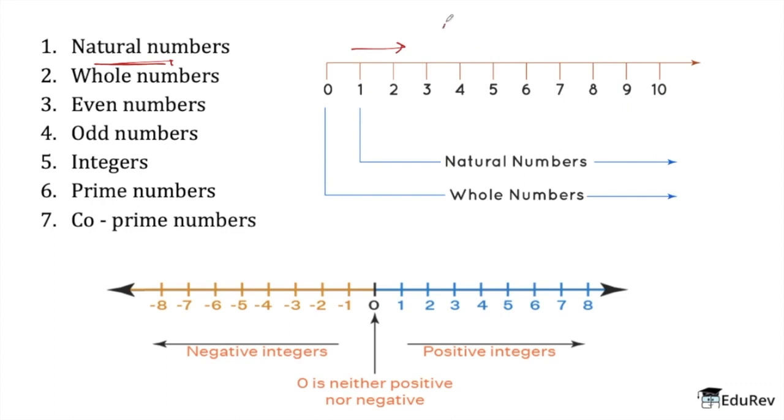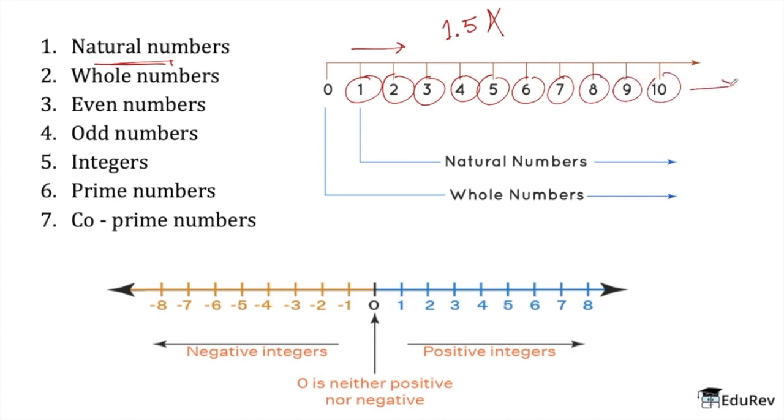Which is to say that natural numbers cannot be 1.5. This cannot be a natural number. Natural numbers are 1, 2, 3, 4, 5, 6, 7, 8, 9, 10 and so on. All these numbers are natural numbers.